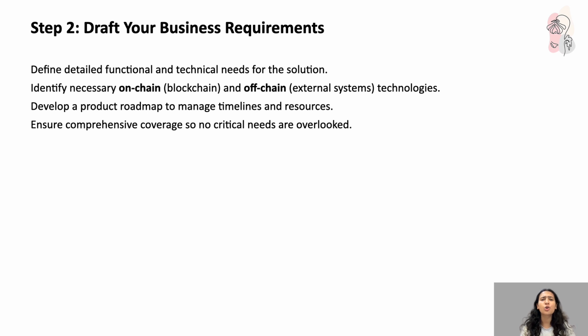Now a product roadmap does not only have to deal with your deadlines, it should also take care of your resources, your responsibilities, and your timelines, so that the project is moving in a well structured manner. And finally, ensure that nothing slips through the cracks. Every business process, every integration, every compliance need should be covered at this stage. Because if you overlook these requirements at this stage, you're going to pay a heavier price for it later. So in short, this stage is all about turning your vision into structure, defining everything you need to do and how you are going to do it.